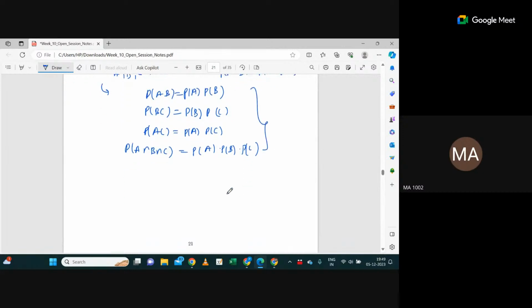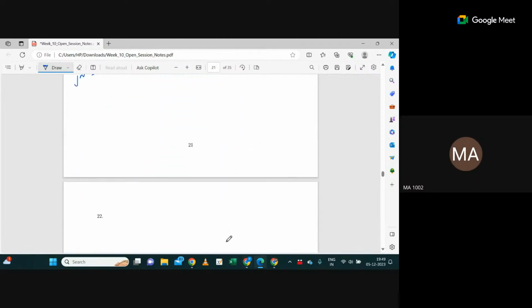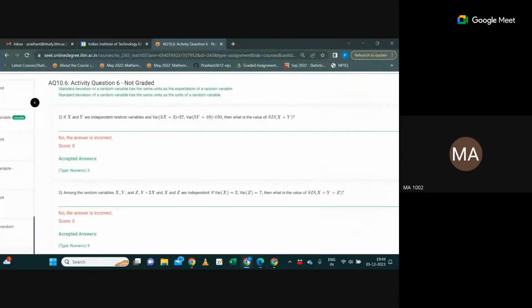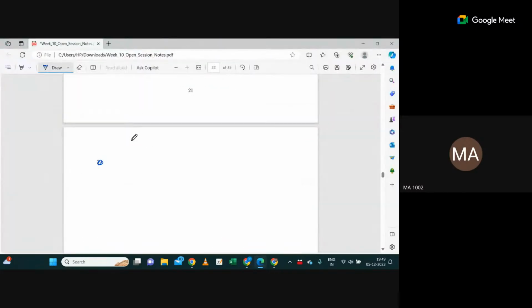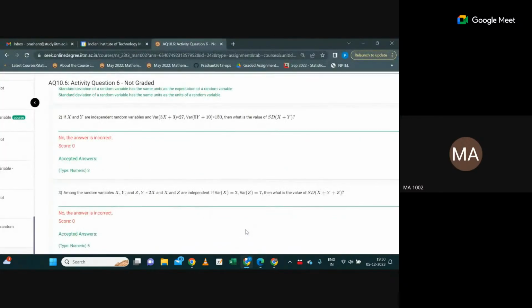The same thing applies to three random variables: they should be jointly independent. But what information is given? There are three random variables x, y, and z, and y is defined as 2 times x. We are given that x and z are independent, only these two. Now, go step by step. It will help you. Don't do things directly.